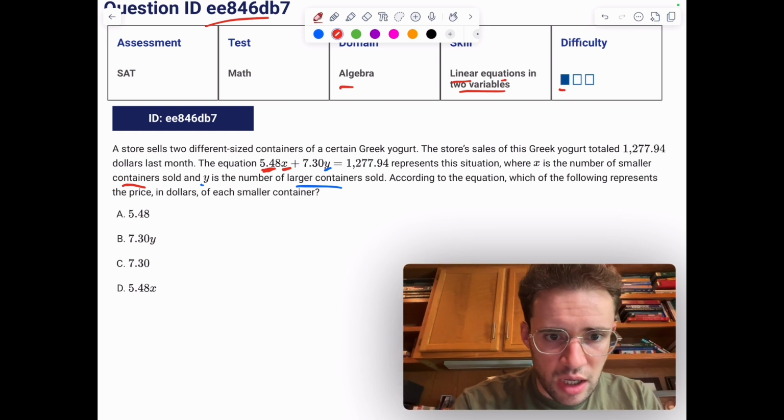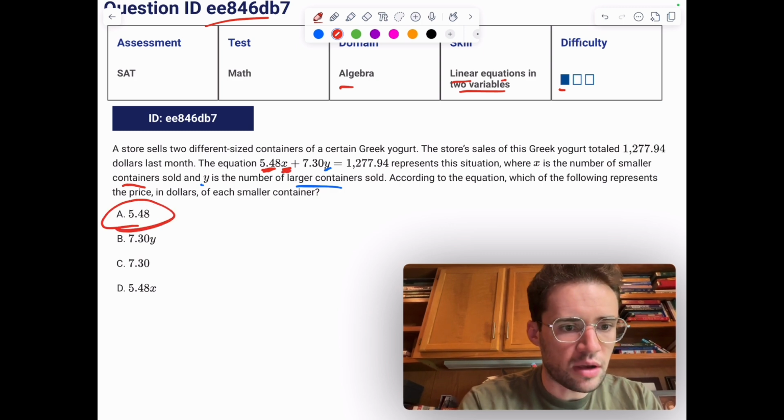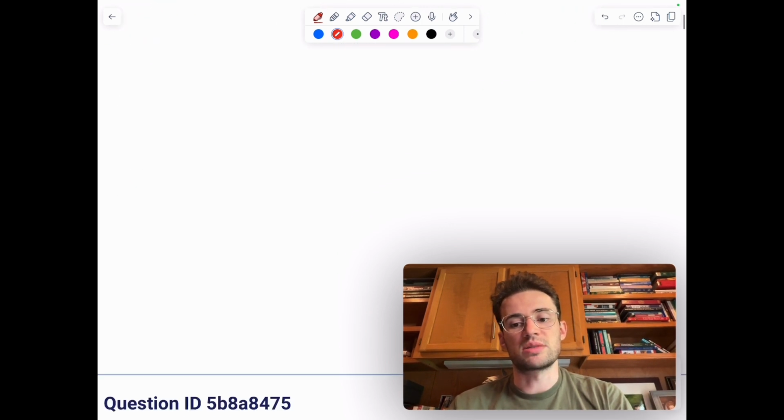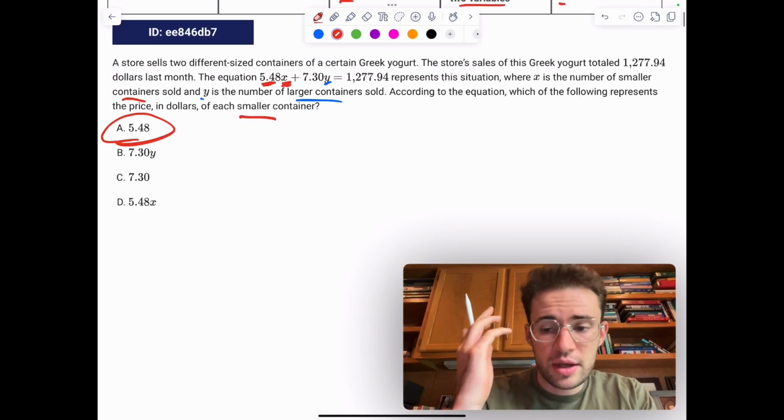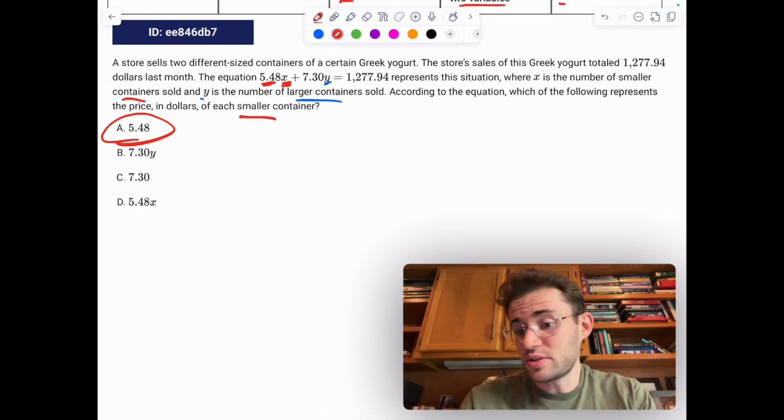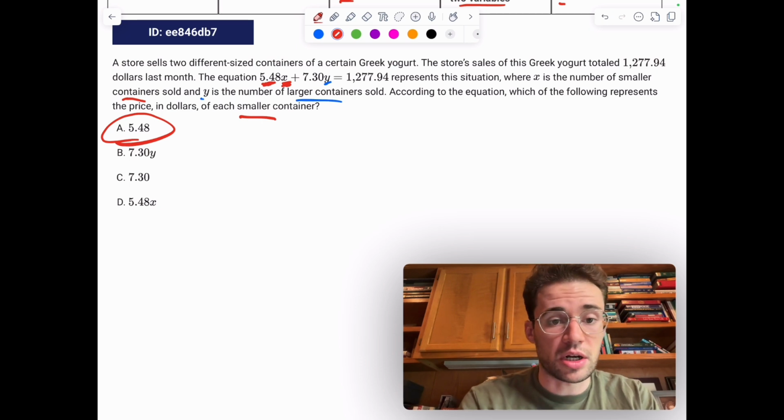So, it's just kind of interpreting where this is coming from. Again, x is the number of smaller ones, so this 5.48 corresponds to the price per unit. Let me just make sure they said smaller or larger. They did say smaller, all right? So make sure you check, even though I was already 95% sure, I just wanted to go back to make sure that I didn't get it wrong.